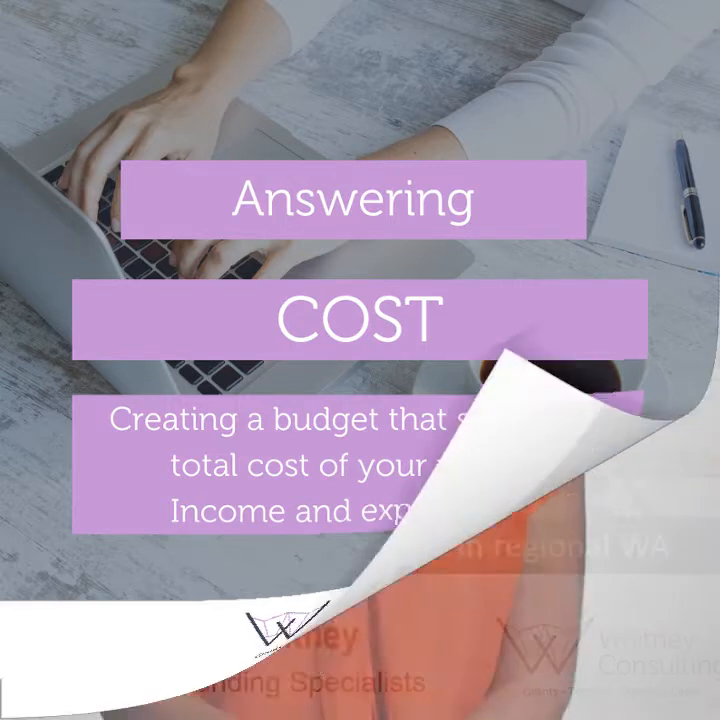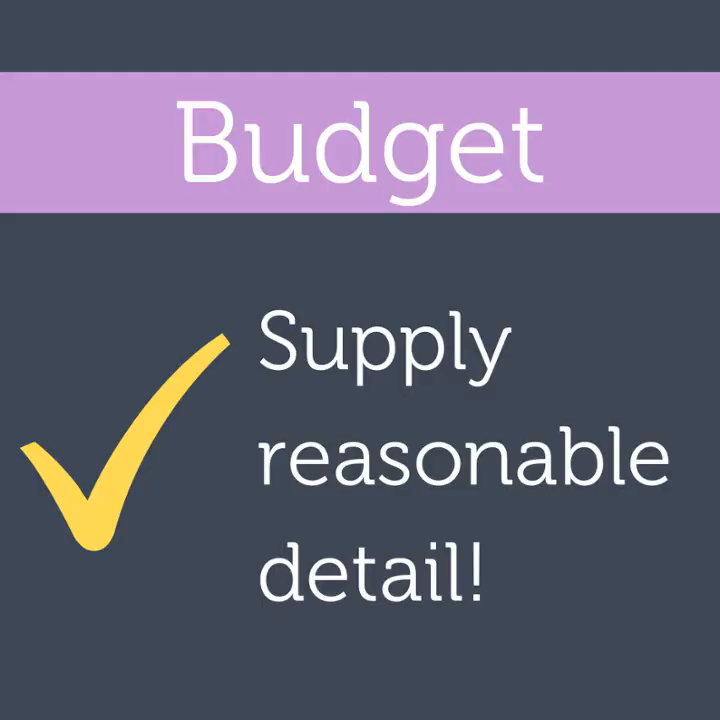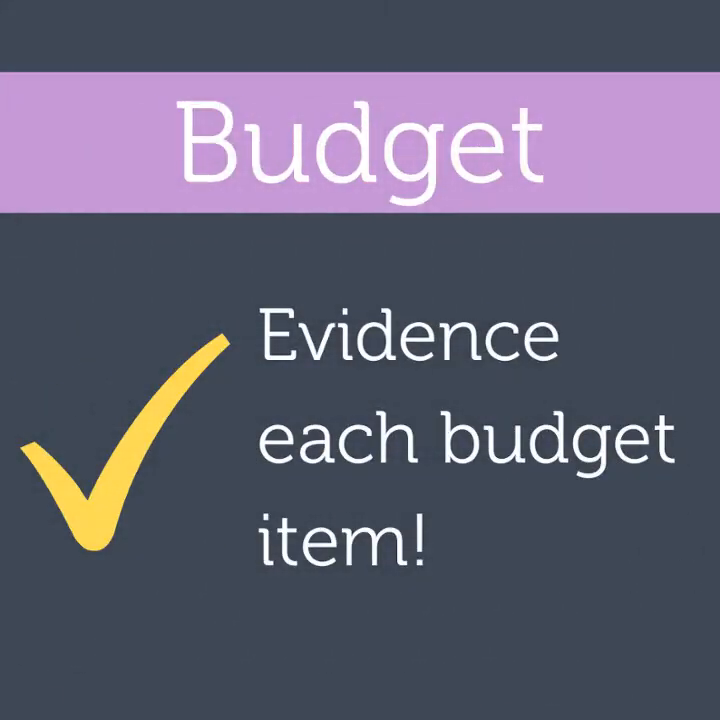The next key project question is cost. This is obviously your budget. So with your budget, make sure you have enough detail in there. Don't just say construction, $2 million. Talk about the actual components of the construction. Be clear about how they have been determined. So you've got to talk about each item within the budget.